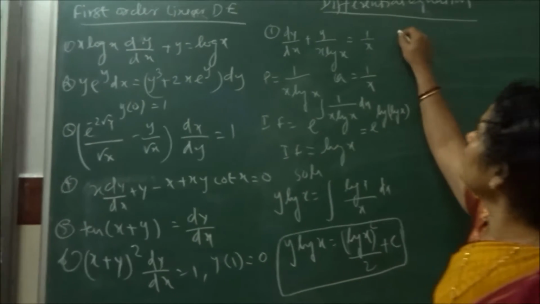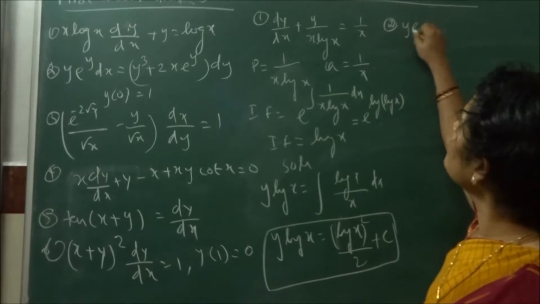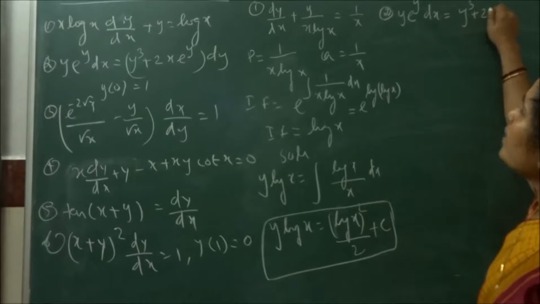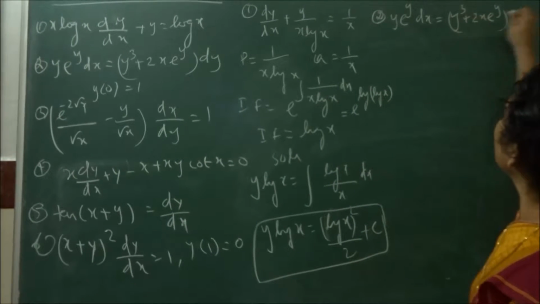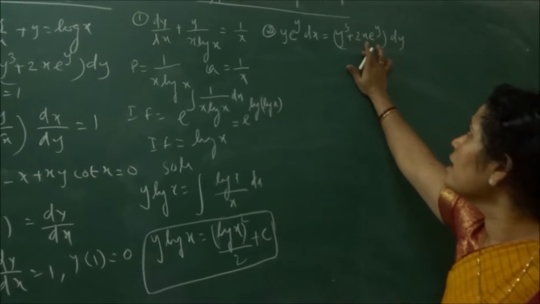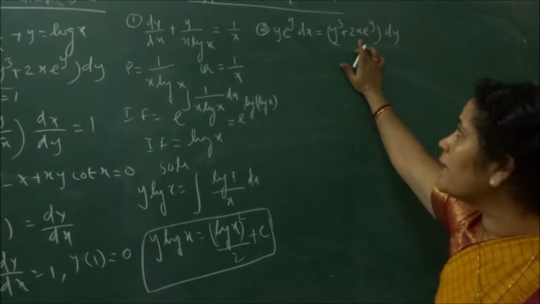I am taking another one. Question number 2: y e^y dx = (y^3 + 2x e^y) dy. Okay, fine. Now see, throughout the differential equation there is simply x, so automatically it becomes dx/dy.